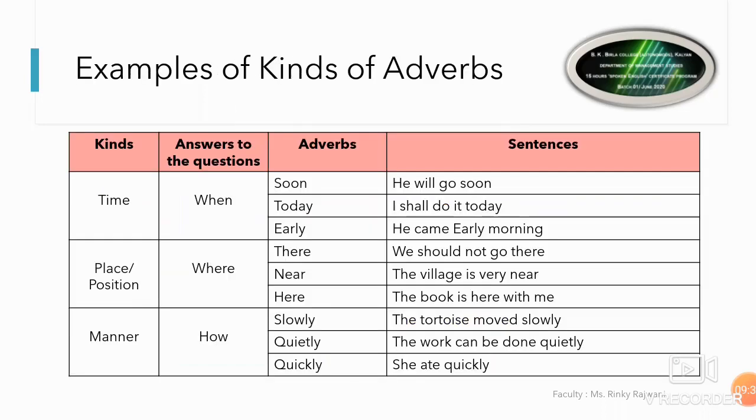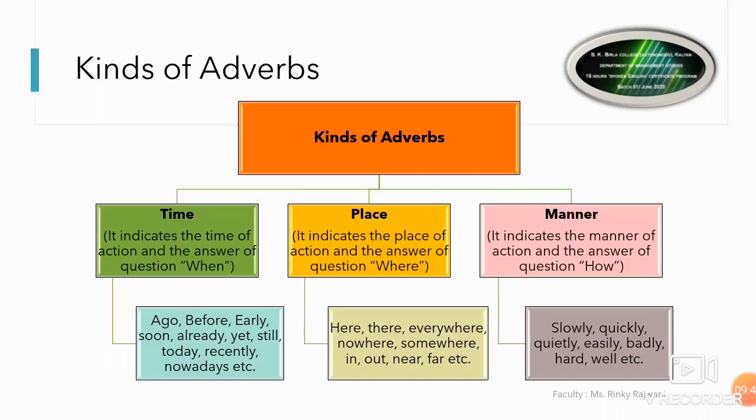So such kind of answers. I am near to your home, correct? So I have gone there. Such kind of answers you can get. So these are adverbs which are related to place, like here, there, everywhere, nowhere, somewhere, in, out, near, far, because they are describing about the place.